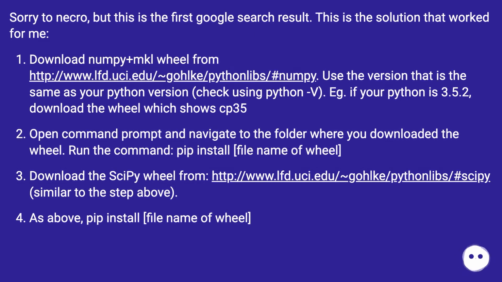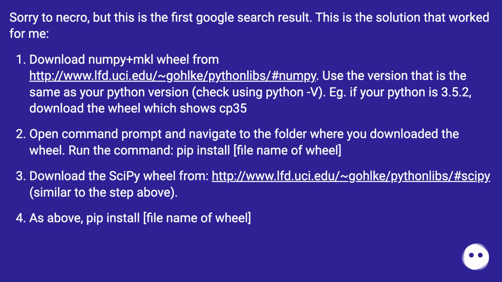Sorry to necro, but this is the first Google search result. This is the solution that worked for me. Download numpy plus MKL wheel from this URL. Use the version that is the same as your Python version. Check using python -V. If your Python is 3.5.2, download the wheel which shows cp35. Open command prompt and navigate to the folder where you downloaded the wheel. Run the command pip install, then the file name of the wheel.